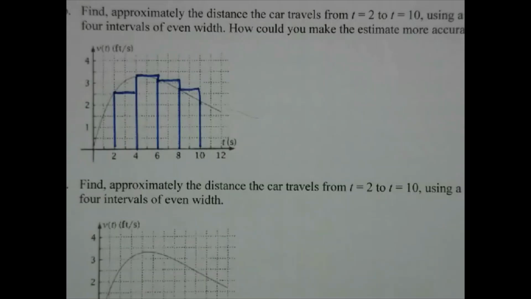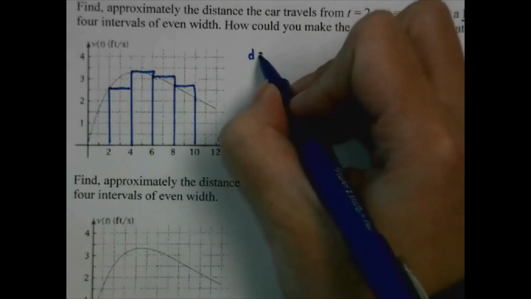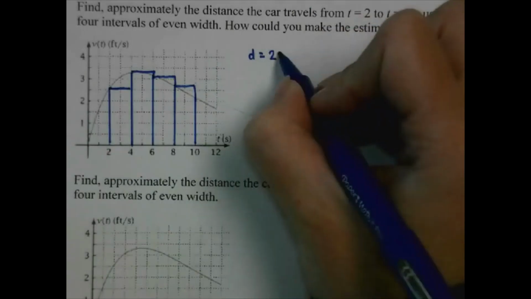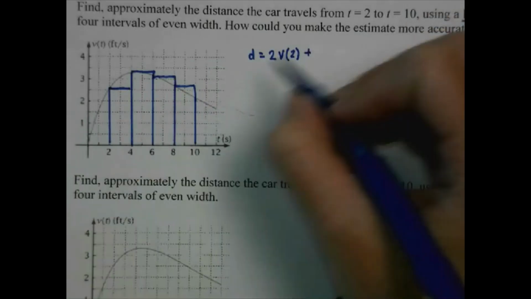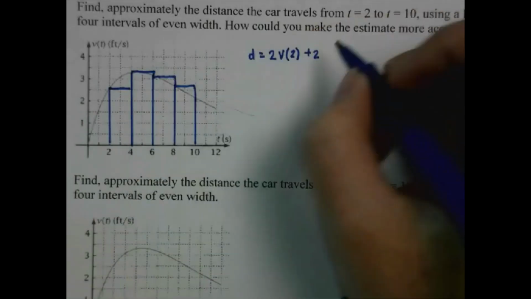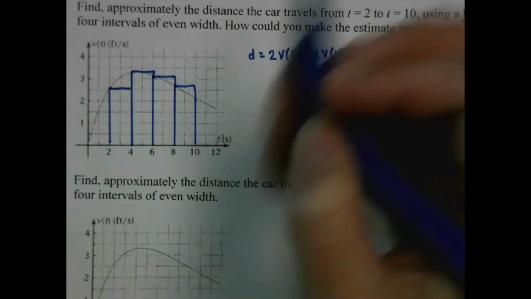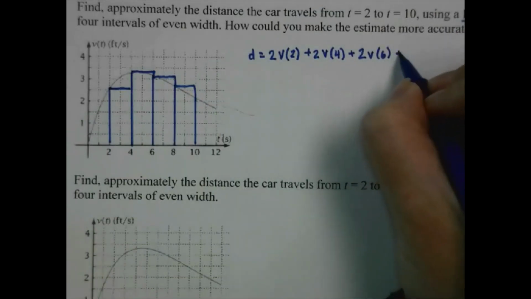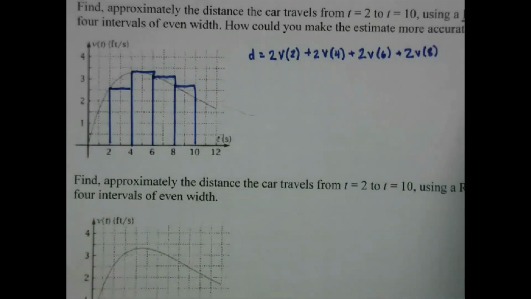Okay, then we're just going to find the area. So we're going to add the area of each of the rectangles. So my distance is going to be, the width of the rectangle is 2. The height of the rectangle is the velocity evaluated at 2. The second one's width is 2. The height is the velocity evaluated at 4. The next one, the width is still 2, the velocity evaluated at 6. And then the width is 2 and the velocity evaluated at 8. So there's the area of each of my rectangles.